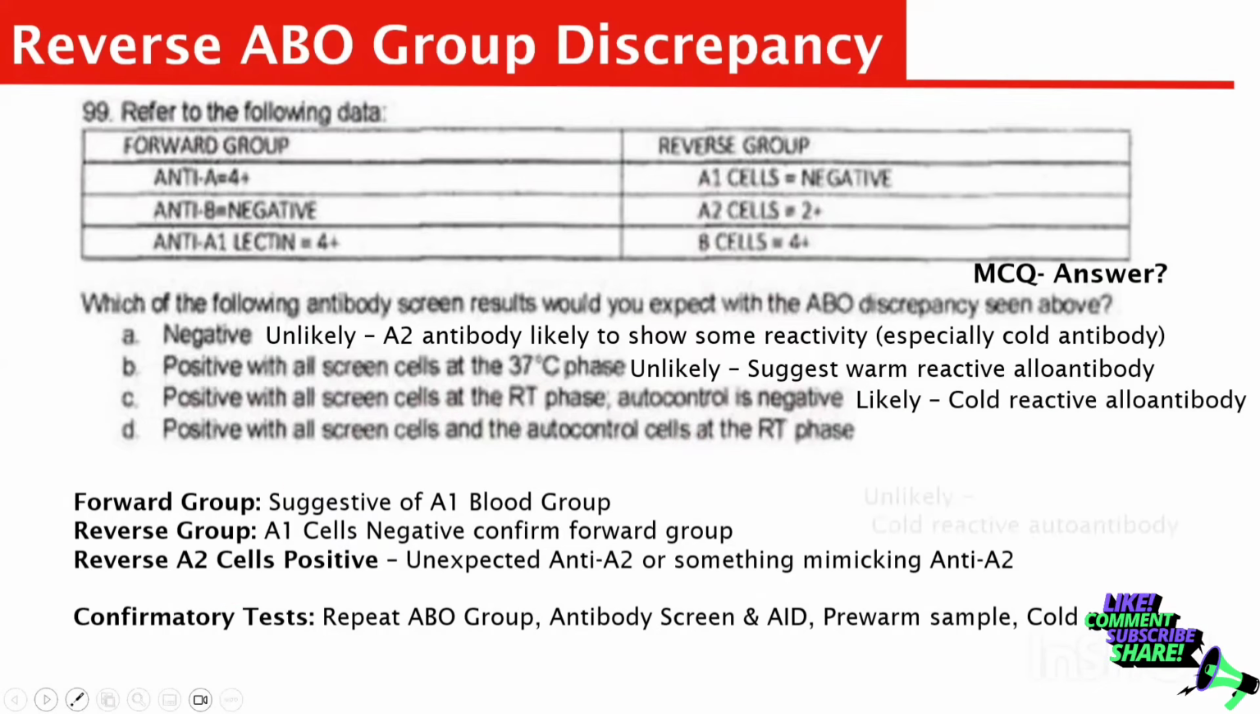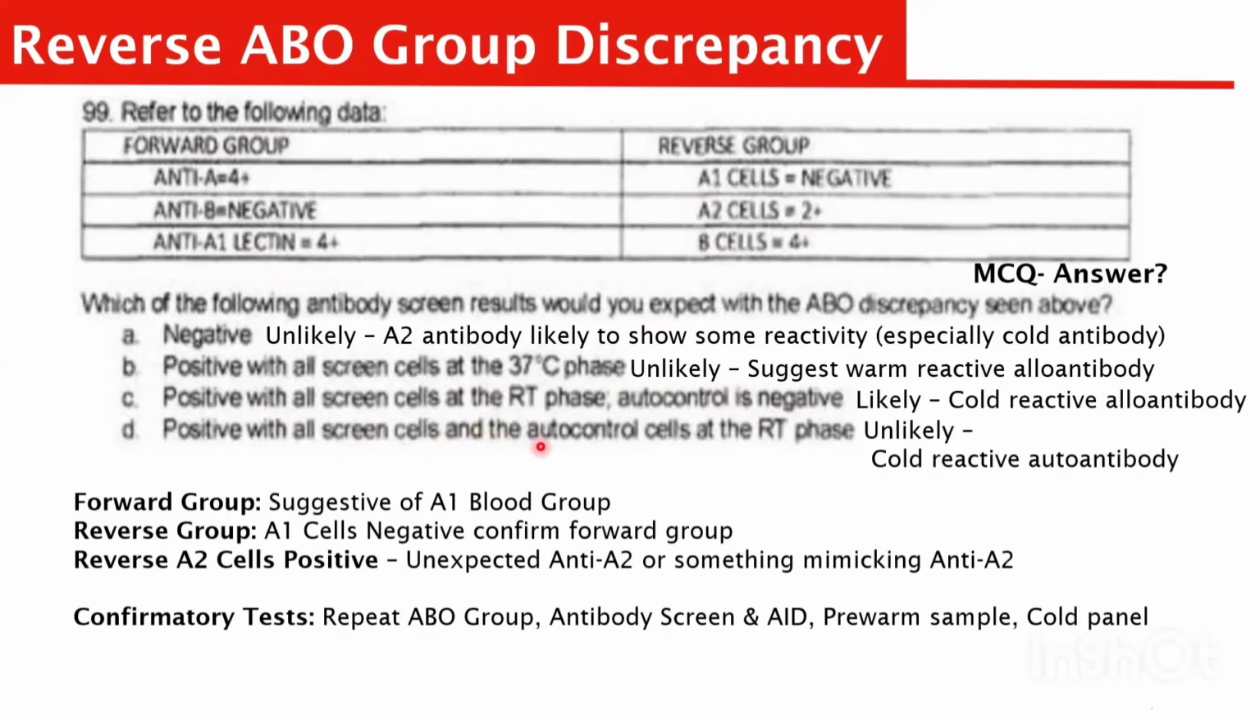Okay. Now, but let's still answer D. D, I said that it cannot be D. The reason why I think it cannot be D is because it said positive with all screening cells and the auto control cells at room temperature. That is unlikely. This is because we've already said that from what we can see here, this person obviously is A2. Sorry, is A1. This person obviously is A1. What we don't know is how we are seeing A2 here. Okay, and A1 is strongly expressed at 37, not at room temperature anyway. And you can see that the reaction here is strong, here is strong, here is strong.